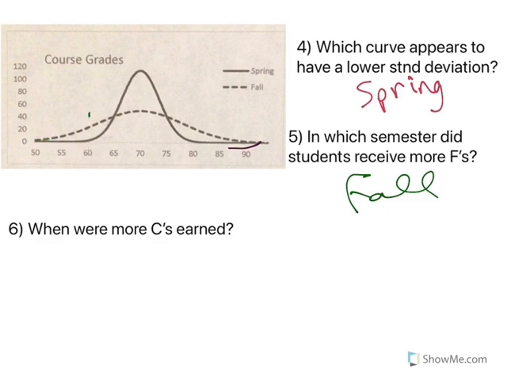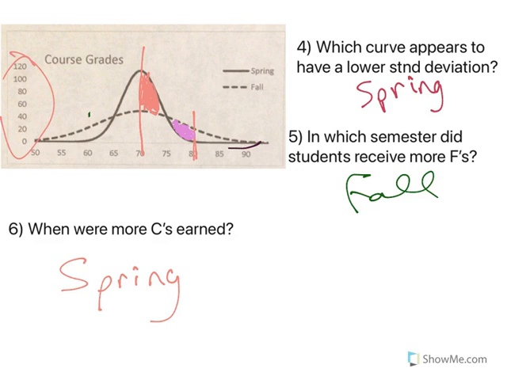And the last question, when were more Cs earned? Well, a C goes from 70 to 80. So we have this part up here, which is in the spring where it's more, and then there's a little bitty space here where fall is more. But which spot is bigger? The spot that I'm coloring right now, that purplish or this pinkish? Well, the pink one looks to be a bit bigger. So we're going to say spring.